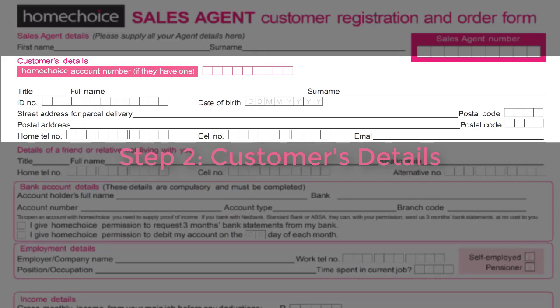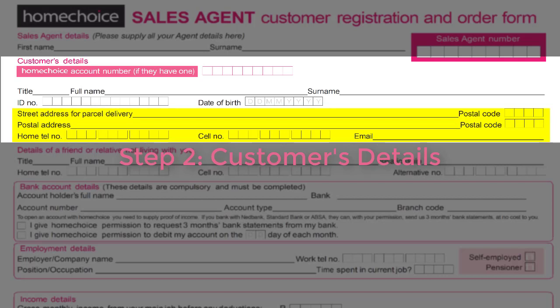The customer details section is relative to your customer, and it is crucial that you capture the correct details. If the customer has an existing account with Home Choice, we require the account number if possible. We also require their title, full name, surname, ID or passport number, and the date of birth as indicated on their ID or passport. Secondly, we require their street address for parcel deliveries and their postal address for postal deliveries. Finally, we must require their home and cell phone number and email address for communication purposes.